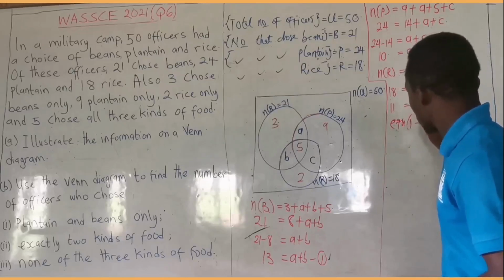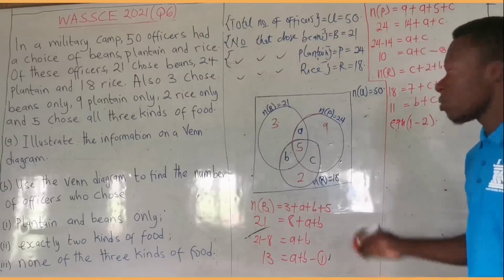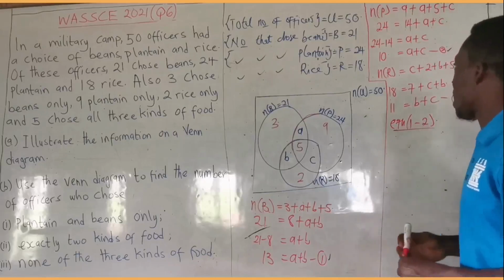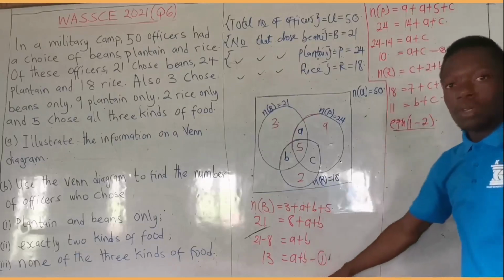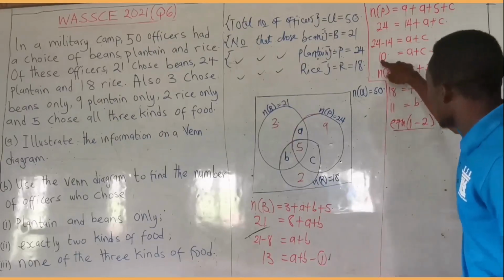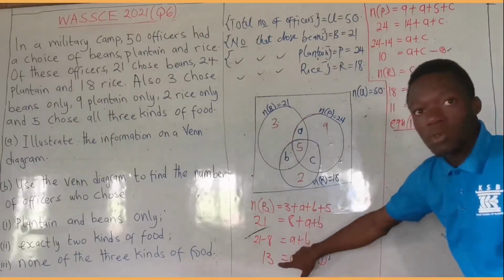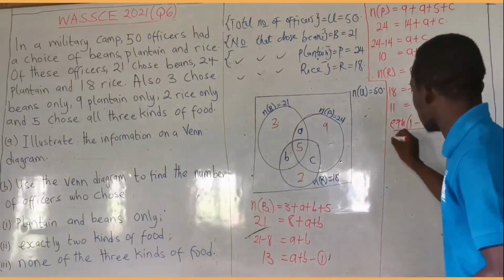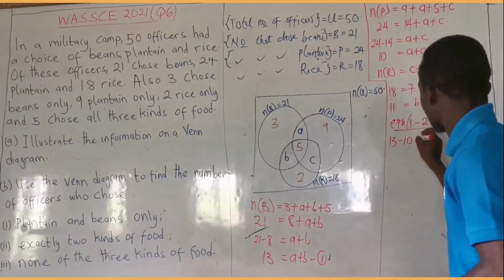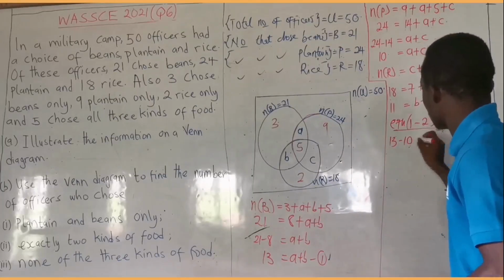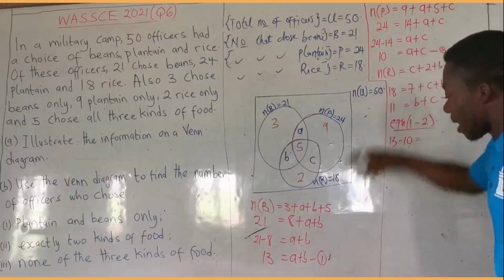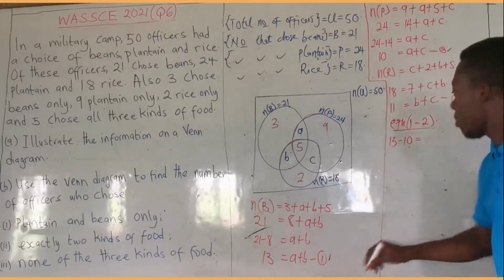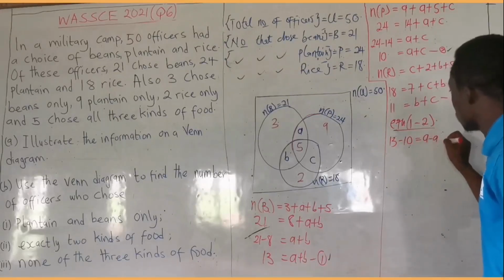So I can eliminate it by saying equation 1 minus equation 2. I'm subtracting equation 2 from equation 1. So 13 minus 10 is going to give me 3. Then A minus A is going to give me 0.